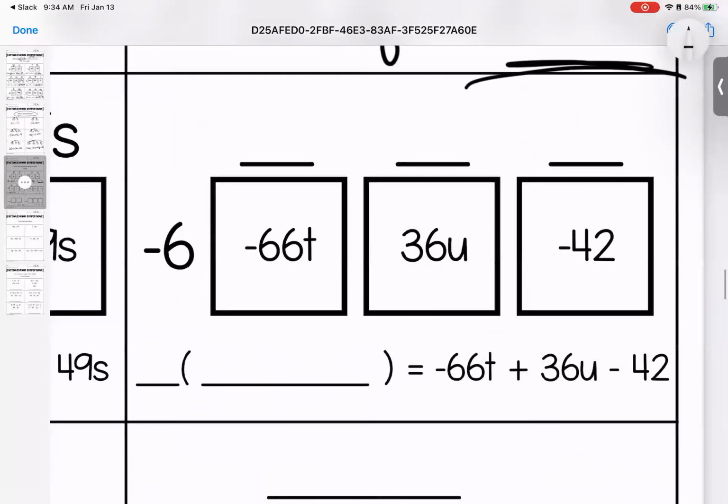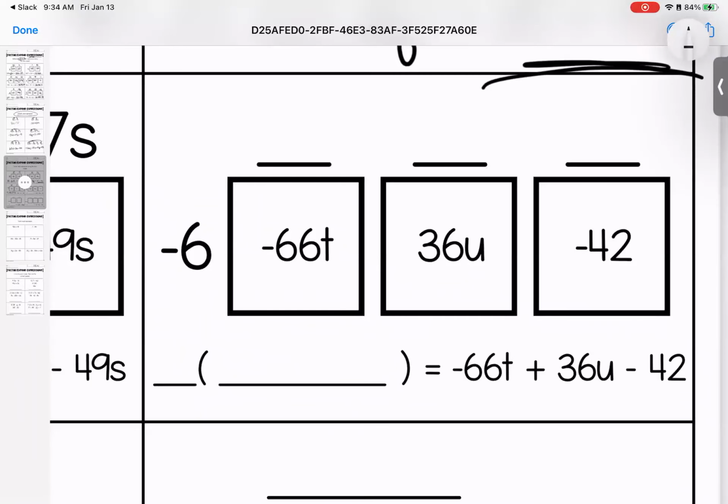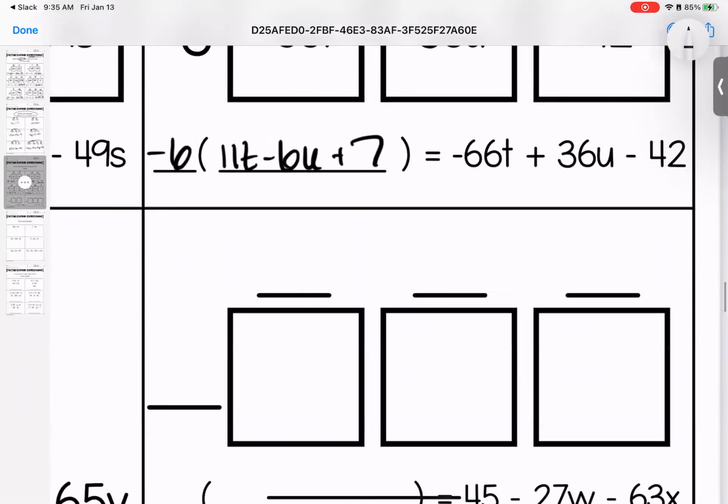Over here, what's missing? 6 times what gives me 66? It would be 11t, and it's positive because our final answer is negative, and for that we have to have opposite signs. 6 times 6 is 36. For it to be positive, that would have to be a negative 1. We have to bring our u. 6 times 7 is 42. For it to be negative, the 7 has to be positive. So negative 6 out front, inside is 11t minus 6u plus 7.